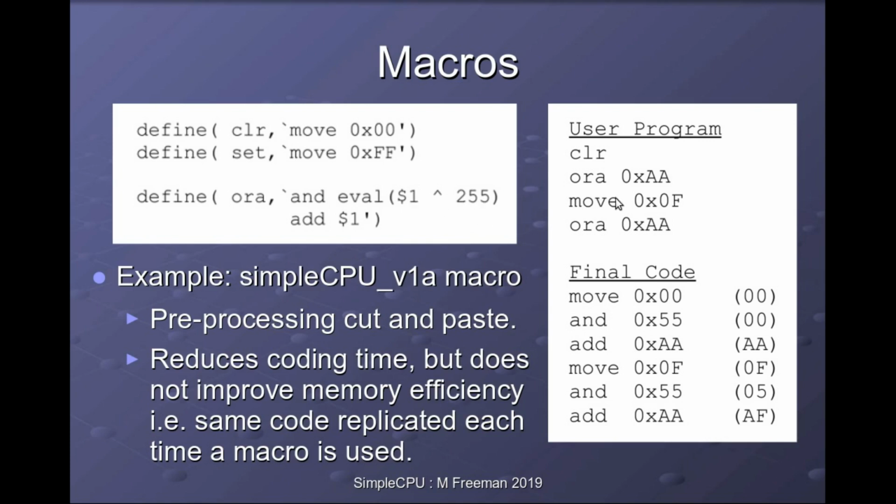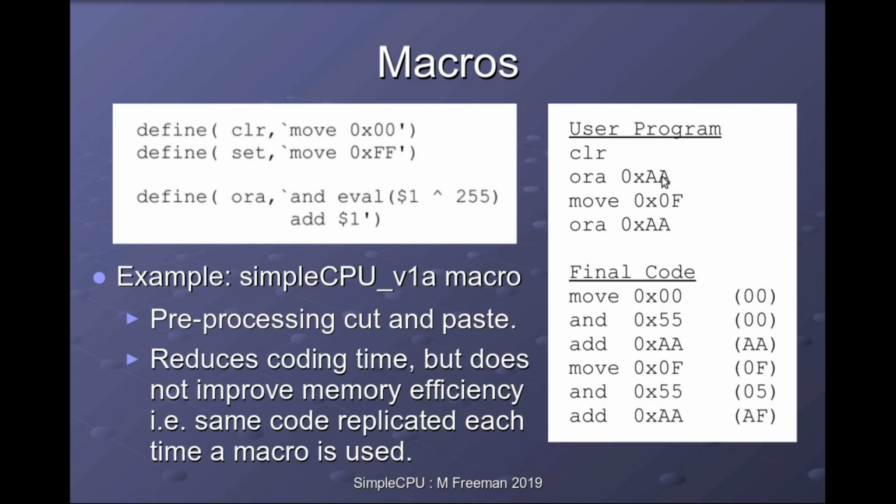So if you look at the example here, if we pass the macro the value AA, that will be passed as $1 here. Exclusive ORed with 255 will obviously invert all the bit positions, so AA gets converted to 55 hexadecimal. So when the processor executes this instruction at runtime, it will clear the bit positions that we want to set, and then when we add the original parameter passed back to it, it will set those bit positions. If that was a bit confusing, let's have a look at the program here.